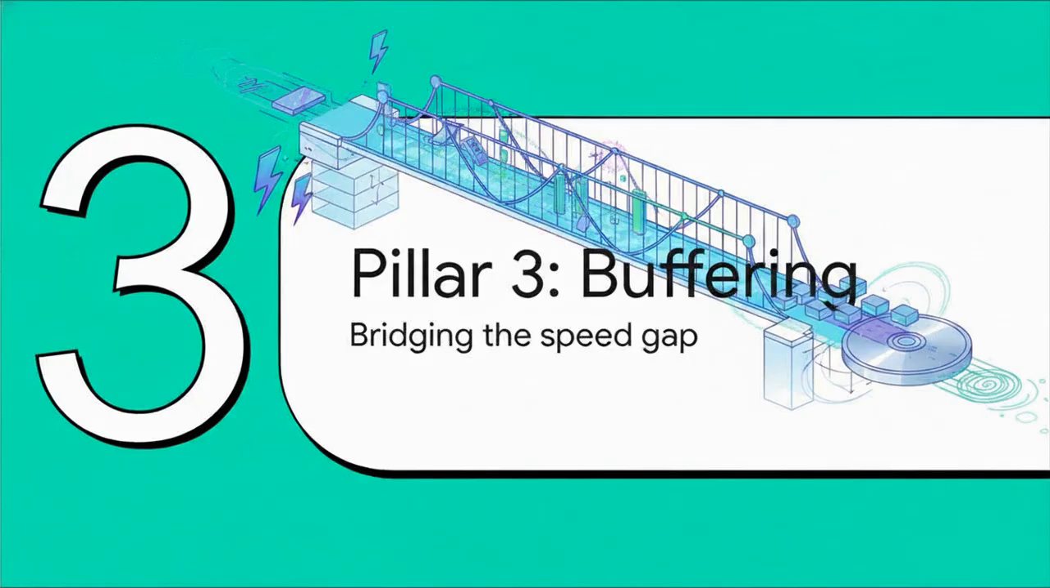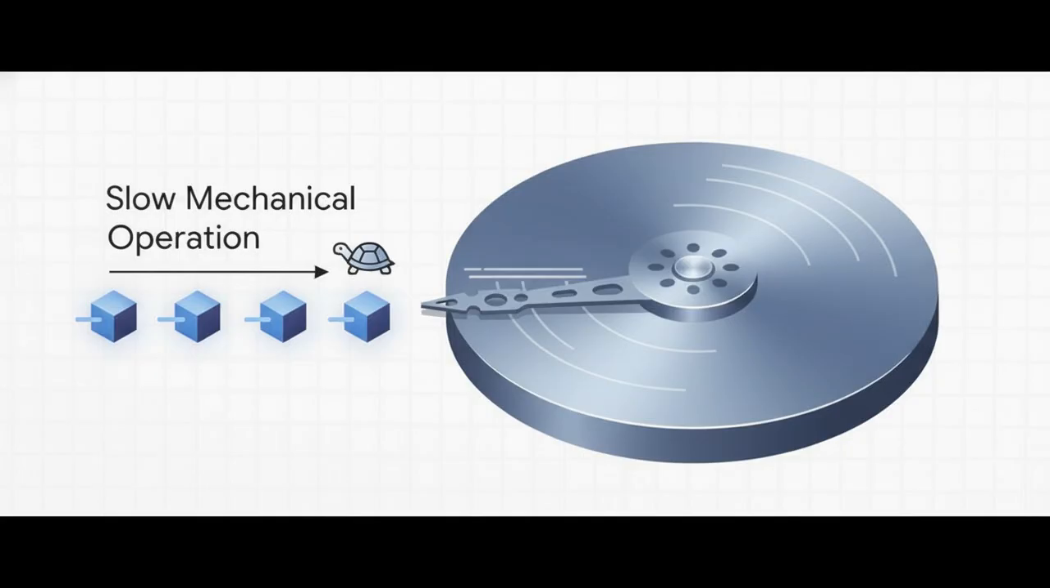Okay, our blueprint is looking really solid. We can read fast, we can write smart. But there's one final enemy we have to face, and it's not an algorithm, it's just the laws of physics. We have to deal with the hardware itself, and specifically a massive speed gap between different parts of our computer. We need a bridge.